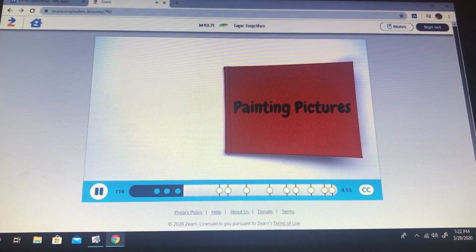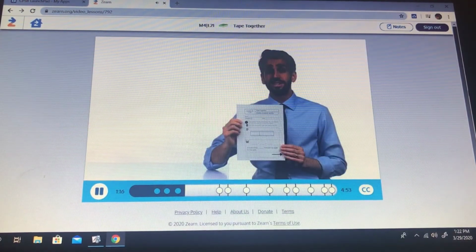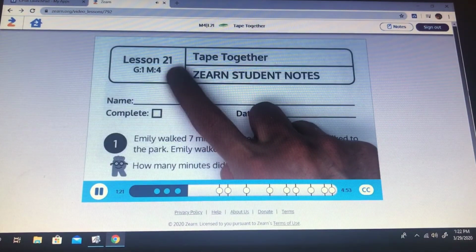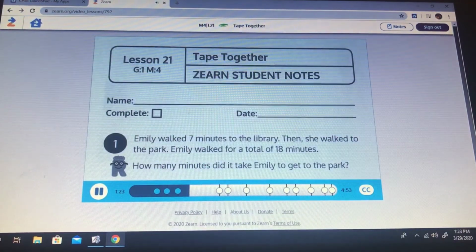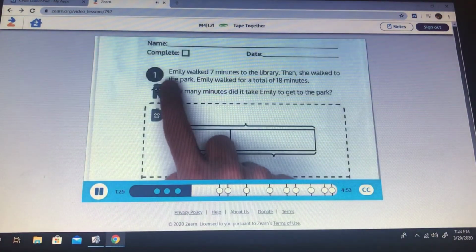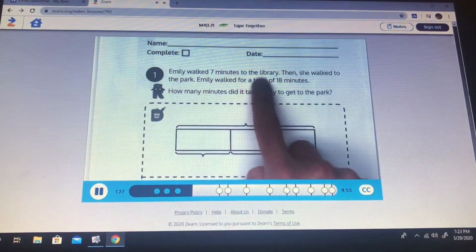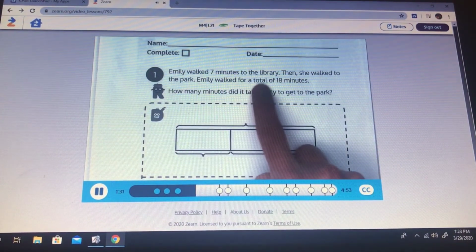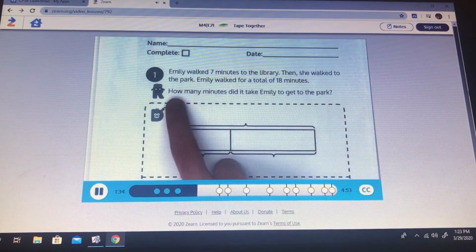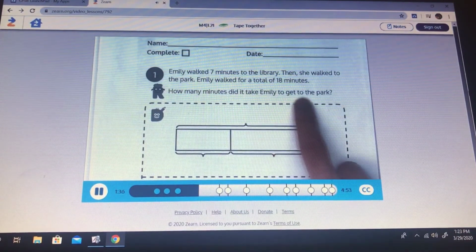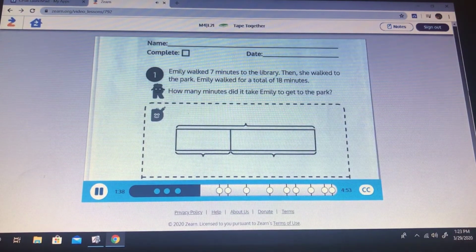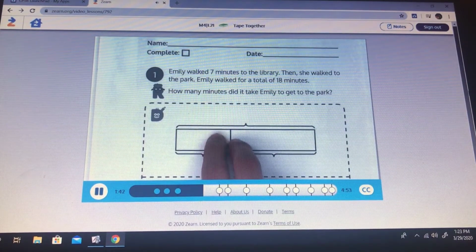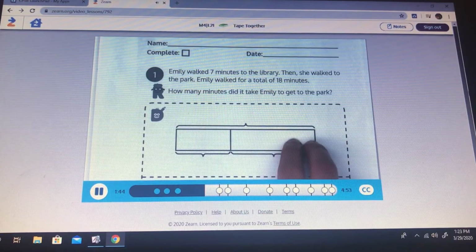It's time to read another story. We'll use your Mission 4 Lesson 21 notes. Emily walked 7 minutes to the library. Then she walked to the park. Emily walked for a total of 18 minutes. How many minutes did it take Emily to get to the park? I'm imagining Emily walking to the library, then walking some more to the park. Let's show this in the tape diagram.